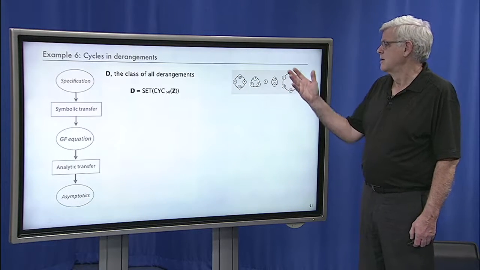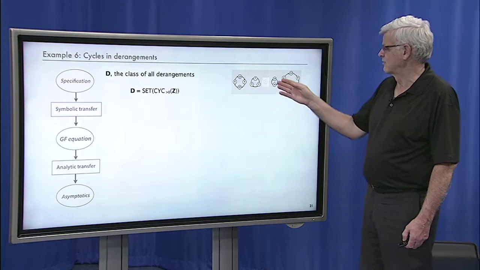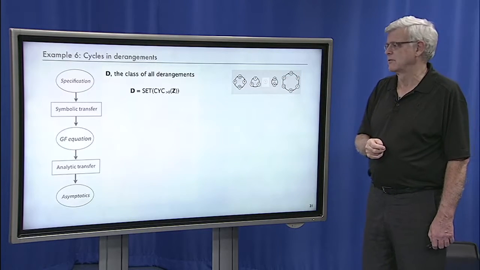We talked about derangements, which are the set of all permutations having no singleton cycles. So take out the singleton cycles.